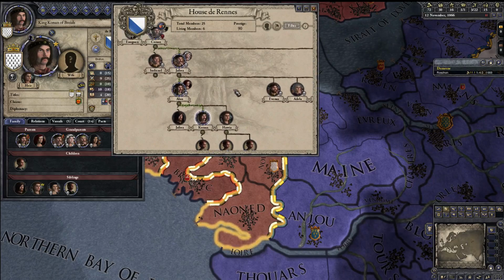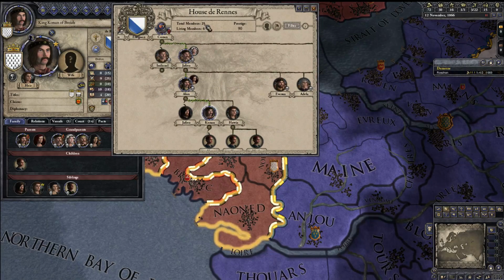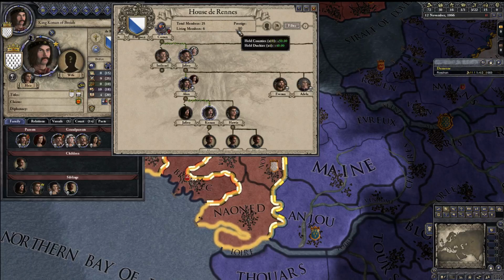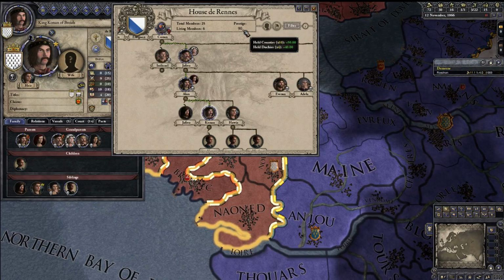So these two buttons lead to your dynasty tree. They tell you who is in your dynasty. How strong is your dynasty? How many people are dead? How many total members? How many people are alive? How much prestige does your dynasty have?